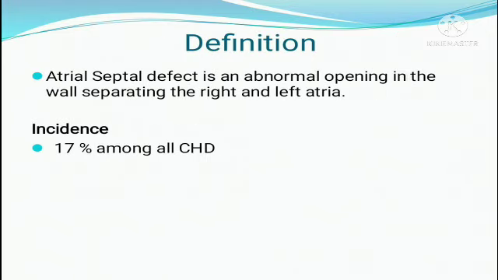Now let us see the definition. Atrial septal defect is an abnormal opening in the wall separating the right and the left atrium. So ASD is the abnormal opening which is present in the atrial septum. It is one of the commonest conditions. It occurs in almost 17% of all congenital heart defects.